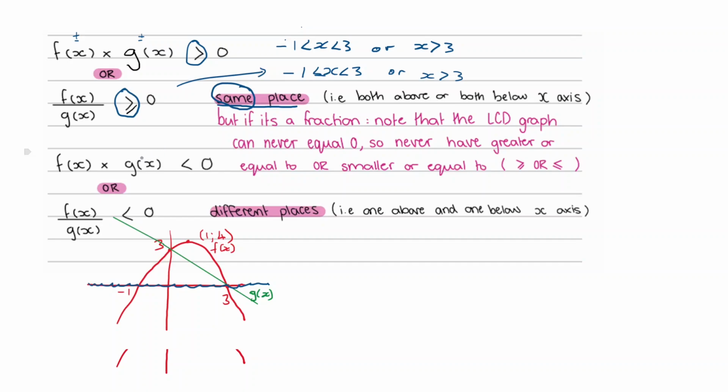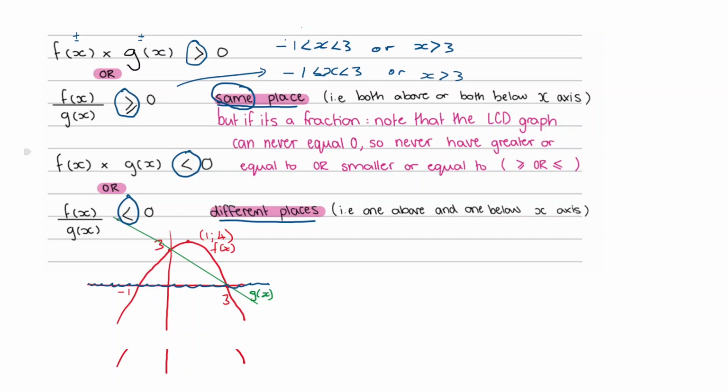Whereas, completely differently, when I notice that I'm timesing graphs together or dividing graphs and it's less than 0, then that just means I'm looking where they're in different places. If this is my exam, the minute that I see this, I wouldn't be subbing in my graphs like some of you may be tempted to do. I would literally just say different, where they're in different places.